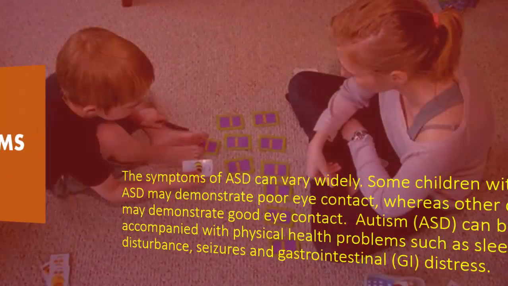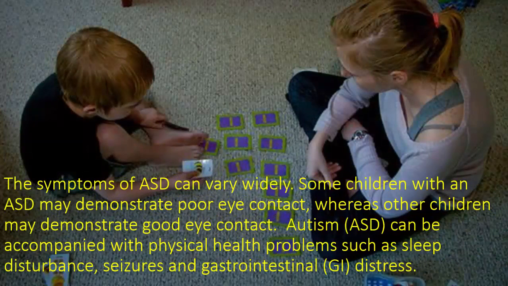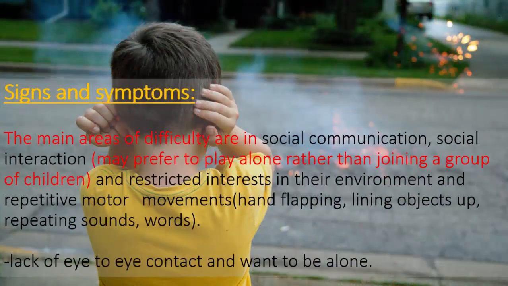Signs and symptoms. The symptoms of autism can vary widely. Some children with autism may demonstrate poor eye contact, whereas other children may demonstrate good eye contact. Autism can be accompanied with physical health problems such as sleep disturbance, seizures, and gastrointestinal distress.